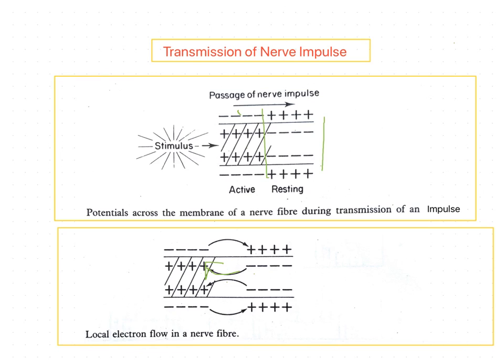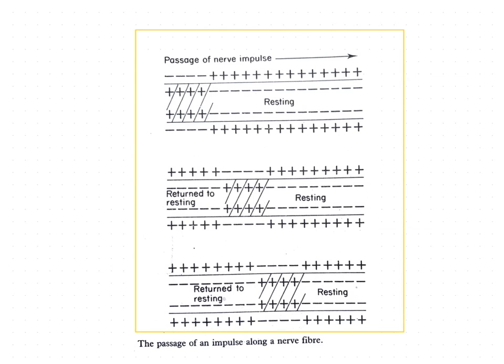thus making the membrane permeable to sodium ions, which reverses the potential difference as before. These changes are then propagated along the length of the nerve fiber. This wave of change of the polarized state constitutes the passage of an impulse along the nerve. Here the same thing is going to take place in the passage of nerve impulse. Here you can see the passage of nerve impulse.